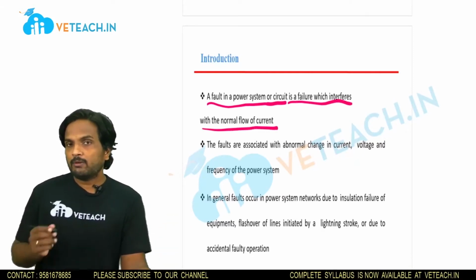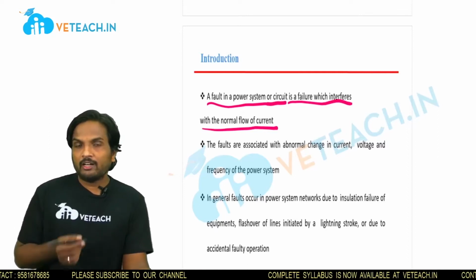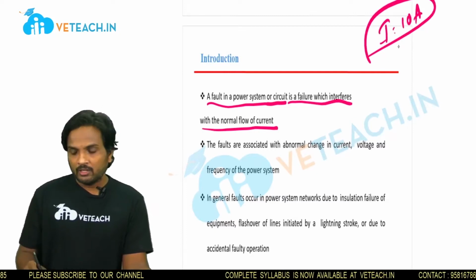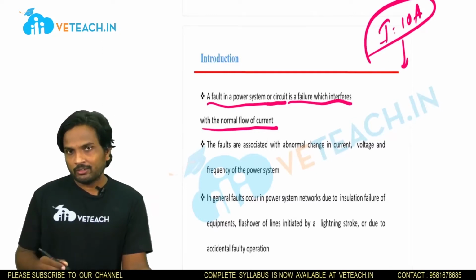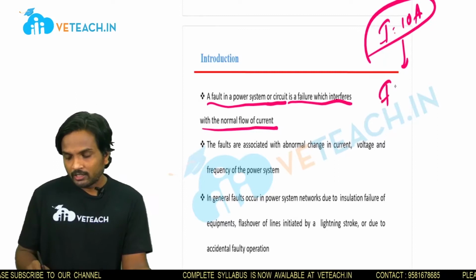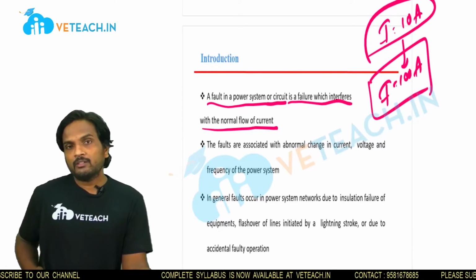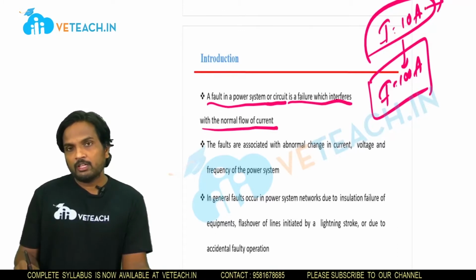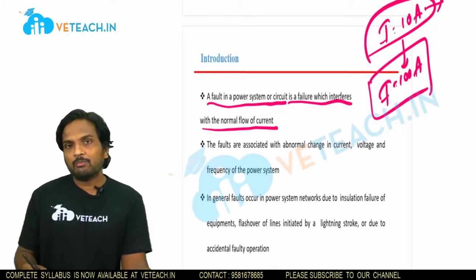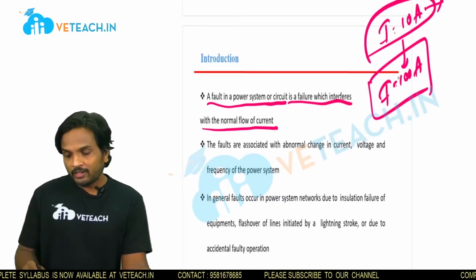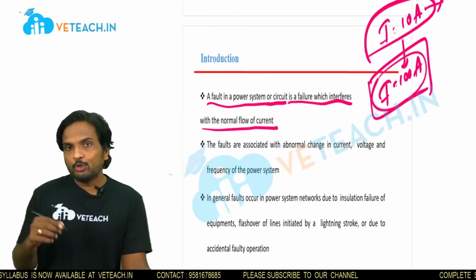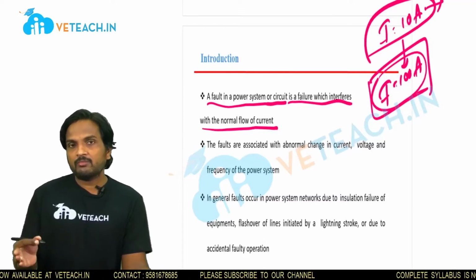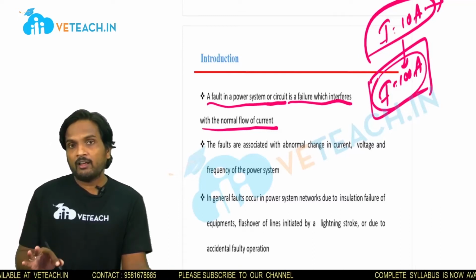In a power system, if you have a transmission line or a synchronous generator, suppose the normal flow of current is 10 amperes. If a fault or a short circuit occurs, the current flow will become nearly 100 amperes. In the normal condition, the current flow will be 10 amperes; if a short circuit or fault occurs in a power system, the current flow will be nearly 100 amperes. I am assuming it as 100 amperes, it is not exactly 100 amperes, but for your understanding purpose I am taking it as 100 amperes.